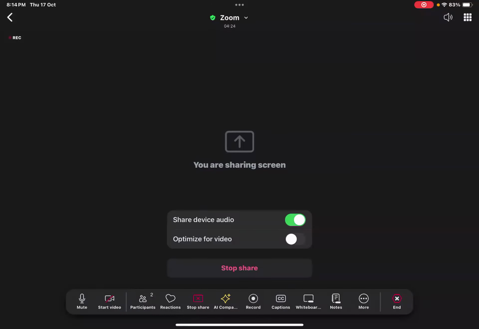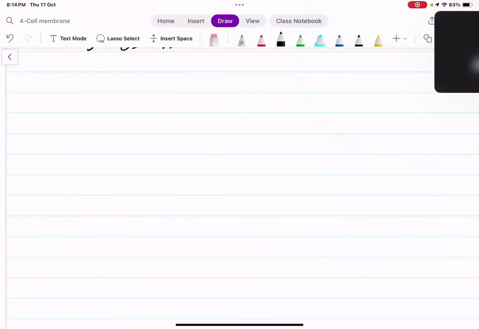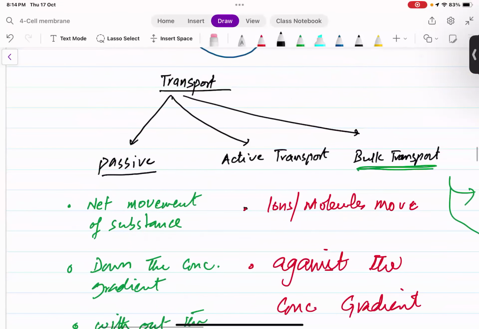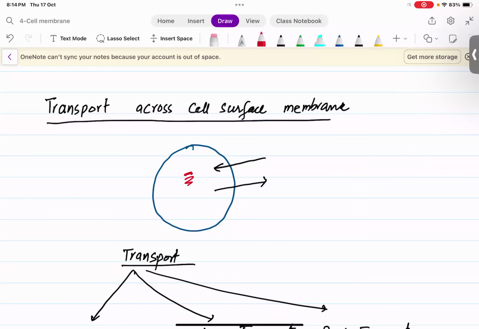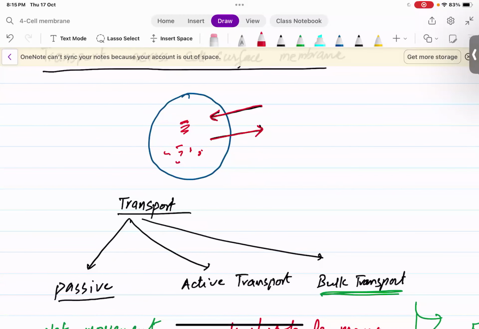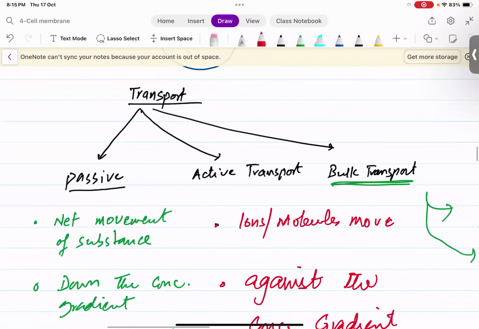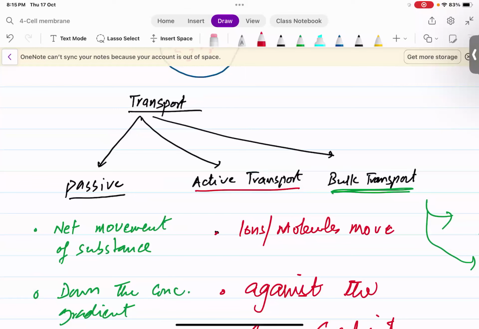So let's see. I'll review this again. This is our topic today, transport across cell surface membrane. We know there are chemical reactions going on inside the cell, in the cytoplasm of the cell. And for that, there are some nutrients or some substances needed in the cytoplasm. So they need to move from outside into the cell. And there are some products or waste substances produced inside the cell that need to be moved out of the cell. So for movement of these substances into and out of the cell, there are three main methods of transport of materials across the cell membrane.